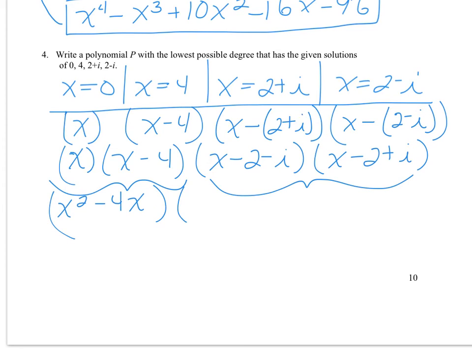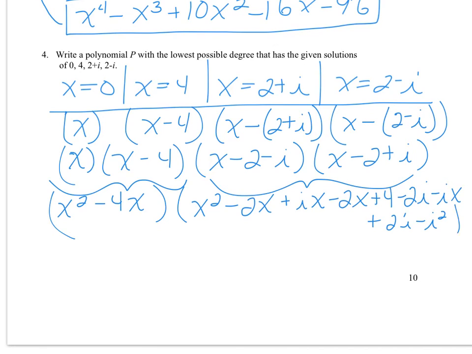I'm going to end up with x squared minus 2x plus ix minus 2x plus 4 minus 2i. I'm running out of room. Minus ix. I'll just continue it down here. Plus 2i minus i squared. Okay, that should be everybody. Let's see if I can neaten this up. So I have x squared minus 4x.